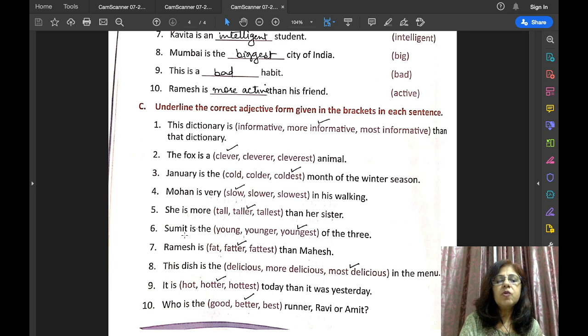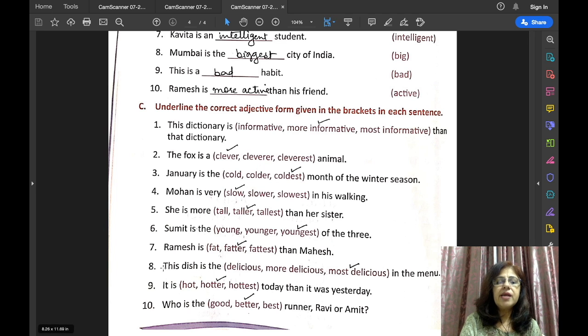Number 6. Sumit is the dash of the 3. Of the 3 means comparison is made between more than 2 persons. So Sumit is the youngest of the 3. We will use the superlative degree. 7th sentence, Ramesh is dash than Mahesh. Now comparison is between 2, Ramesh and Mahesh. So we will use the comparative degree, that is fatter. Ramesh is fatter than Mahesh.